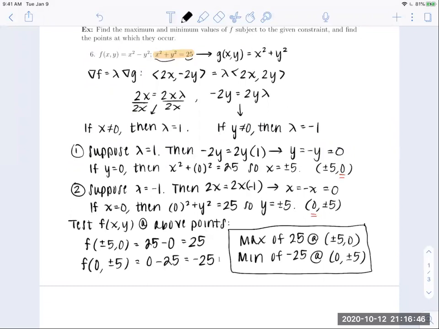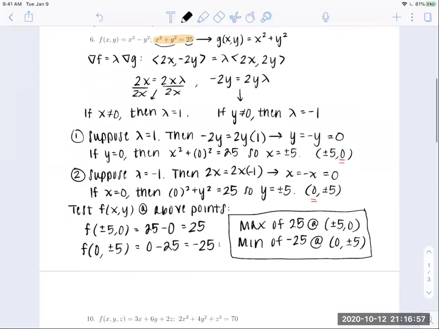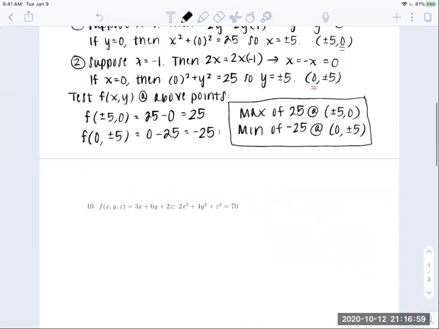Okay, so there's our first example of working with Lagrange multipliers. This example was again a function of 2 variables. So for our next example, we'd like to look at a function of 3 variables. So let's take a look at number 10.